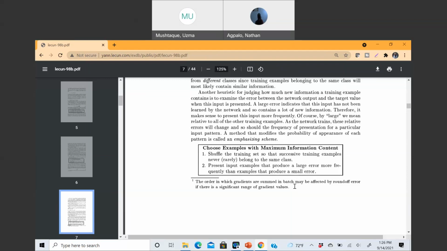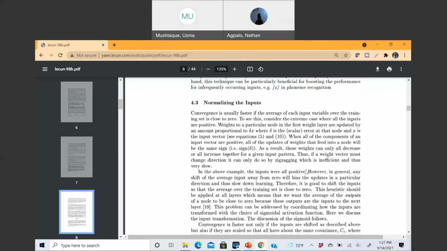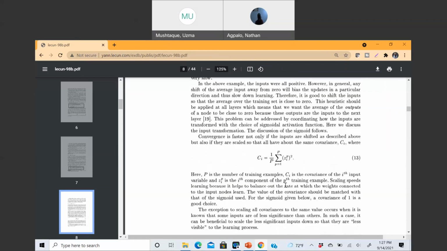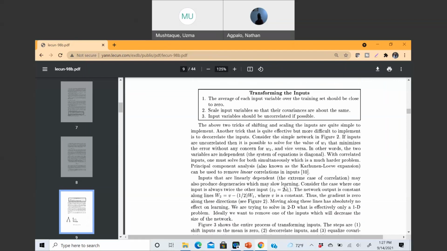And then present input examples that produce a large error more frequently than examples that produce a small error, because then you're not making many updates; your gradient is going to be very small then, right? And then you're not making quick updates, intuitively speaking. So that's why this is important. Normalizing the input, I think this applies to any algorithm, not just neural networks. So this is also an important consideration.